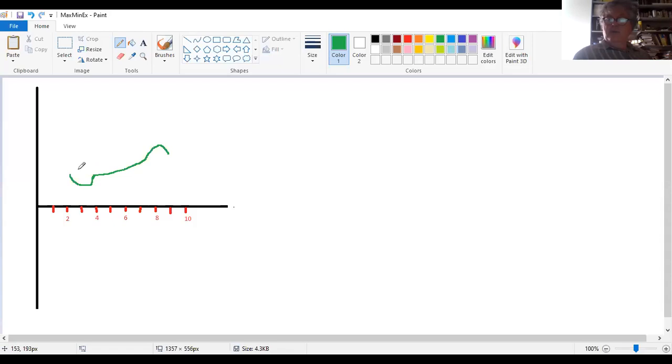Now there's no global max or min. That means we have some kind of asymptote that looks like this. Sorry, I shouldn't use the mouse again. And then it hasn't got a global minimum, so it's going to go down like that. So here we see the local min at 3, the local max at 8, but nowhere is there a biggest value.